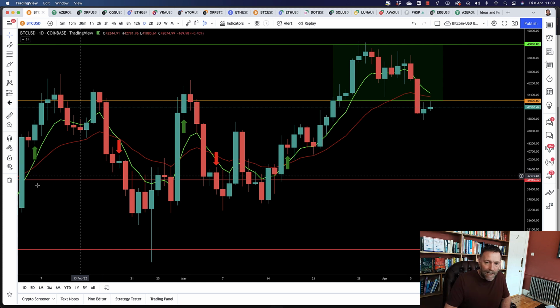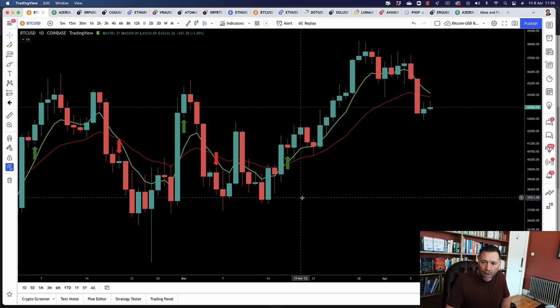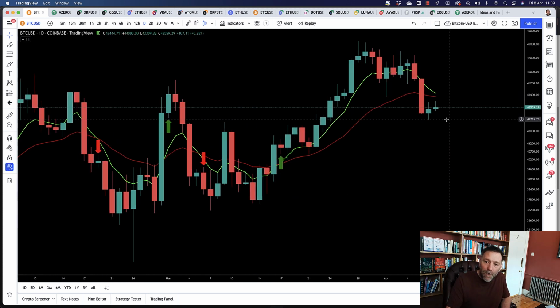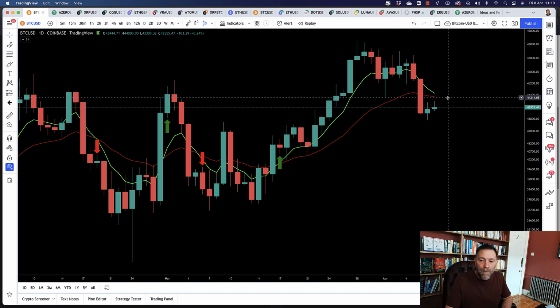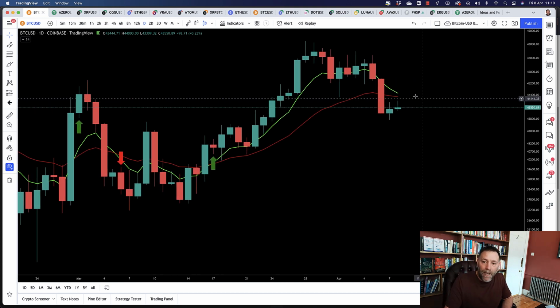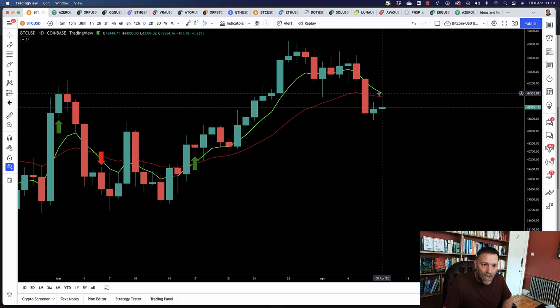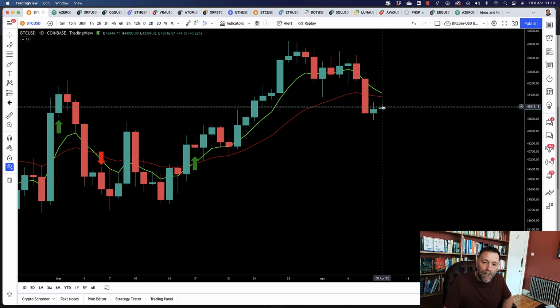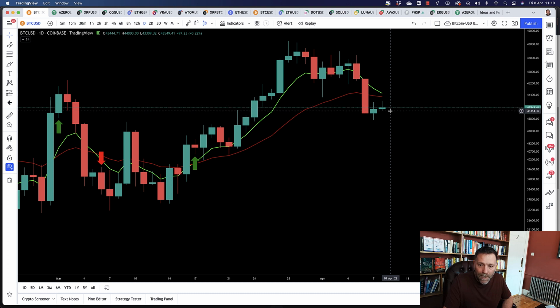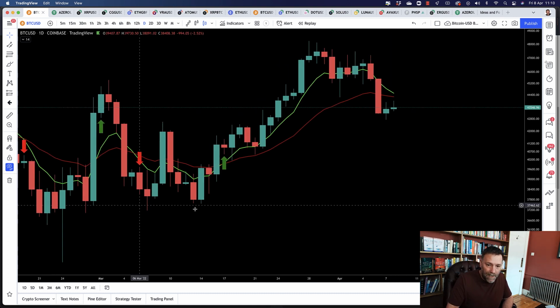If we look at kind of Bitcoin, for example, you can see it looks as if we're coming down for the 7 EMA to cross down over the 21 EMA on the downside, but you cannot anticipate it. And this was what I was talking about earlier. You have to wait on the confirmation candle. So we're not going to get a confirmation candle until tomorrow or the day after. It just depends on what happens today, because it's not closed today. It looks as if it's going to cross to the downside, but it's not done it yet.